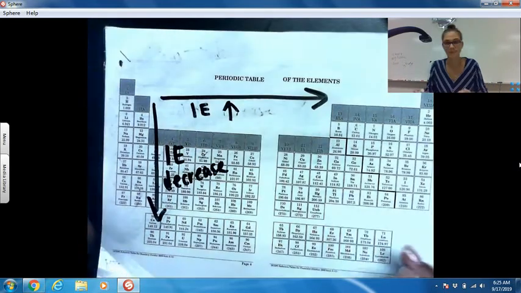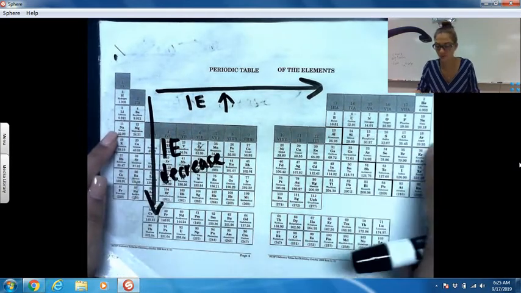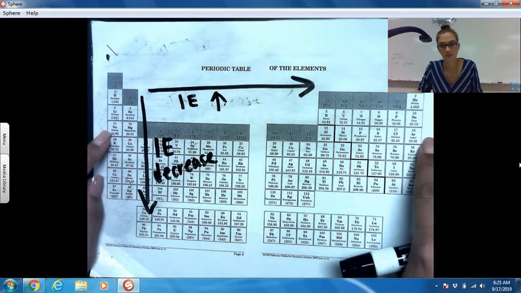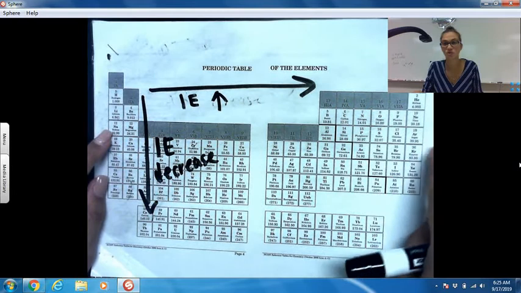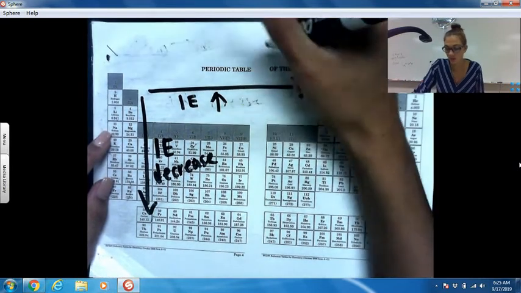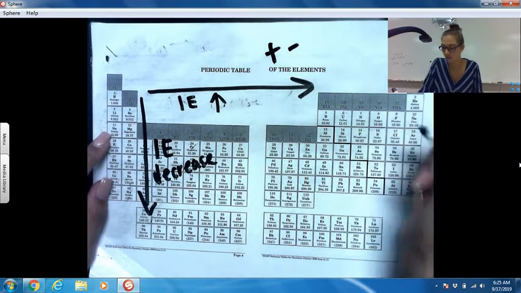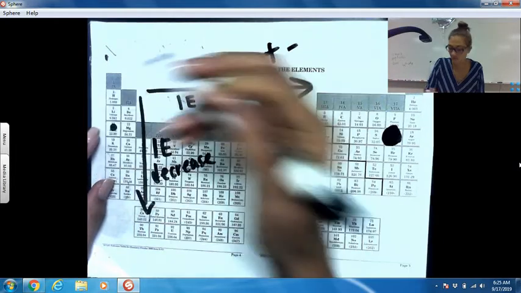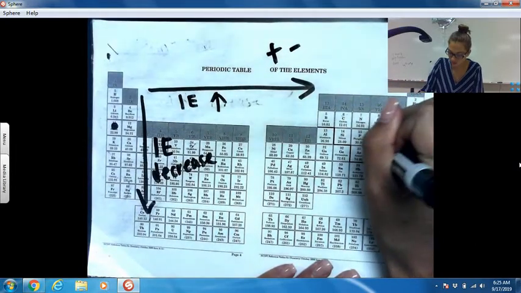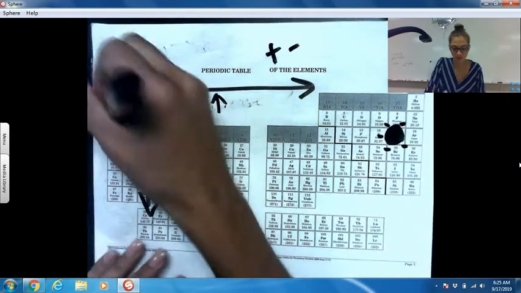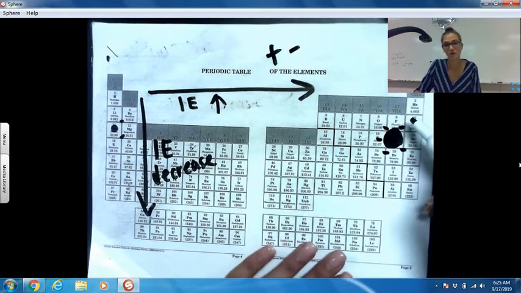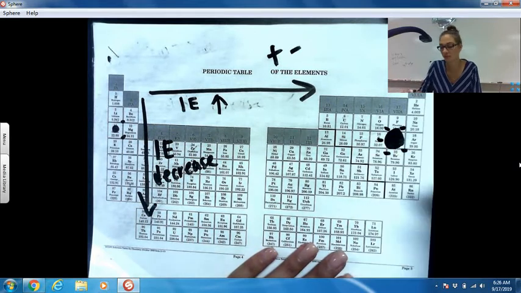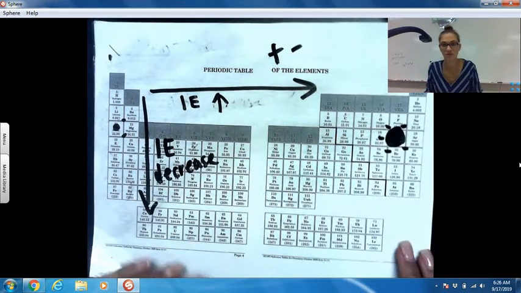Okay. So again, we said that the number of protons going across the periodic table is increasing. That means that we have a stronger magnet in the middle. Well, we know that positive and negative things attract. So if you have a really strong magnet over here and a weak magnet over here, the electrons are going to hold on tighter to that strong magnet than onto the weak magnet. So it's going to be harder to separate these electrons than it is these electrons. So it's going to take more energy to remove them. Hence, the ionization energy increasing.